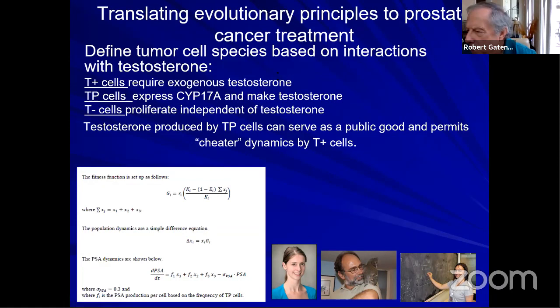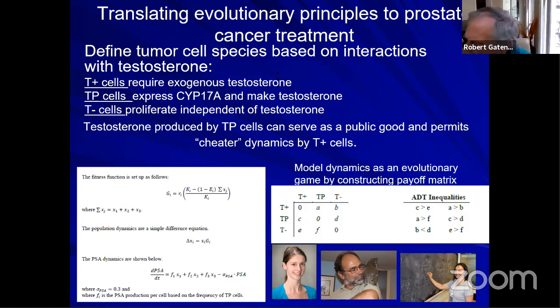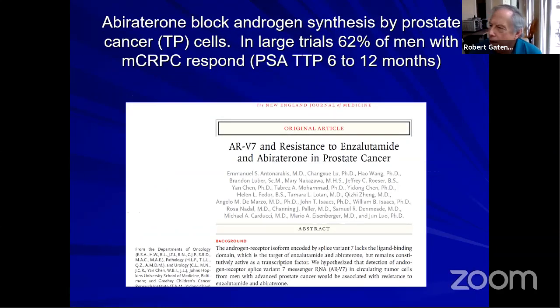So we developed a standard kind of Lotka-Volterra equation approach, and we used matrix games to look at this. The drug that we focus on is Abiraterone. Abiraterone blocks androgen production by prostate cancer cells, so it directly attacks the TP cells. And in large trials, you get quite a good response rate, although the time to progression, meaning the time to when you have to switch therapy and go to something else, is 6 to 12 months.